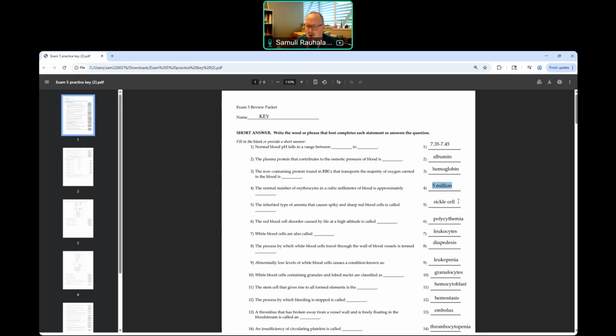We discussed how normal red blood cells had this nice biconcave disc shape, so looking like a flattened balloon or a donut. Then we have also this condition known as sickle cell disease, where the red blood cells were instead shaped like a crescent moon.